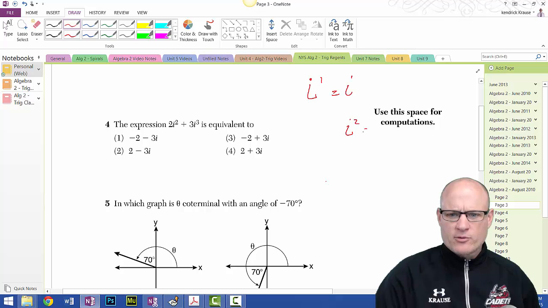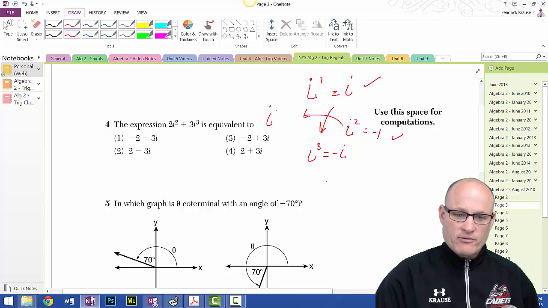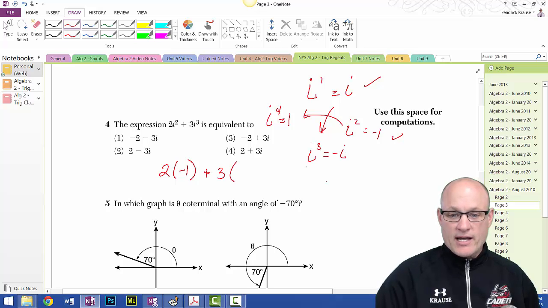So i squared is equal to negative 1. i cubed is equal to negative i. And really you just have to remember this one and this one, because that is the opposite. And over here will be the opposite. i to the 4th is equal to 1. So if I know that i squared is negative 1, that's just 2 times negative 1, plus 3 times i cubed, which is negative i. So really what I have here is negative 2 minus 3i. So my answer is choice 1.